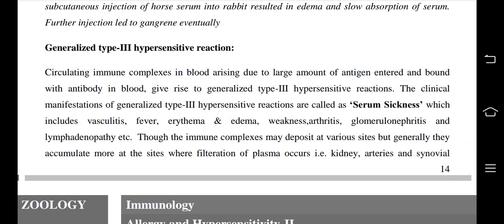Generalized type 3 hypersensitive reaction. Circulating immune complexes in blood, arising due to a large amount of antigen entering and binding with antibody in blood, give rise to generalized type 3 hypersensitive reactions. The clinical manifestations of generalized type 3 hypersensitive reactions are called serum sickness, which include vasculitis, fever, erythema and edema, weakness, arthritis, glomerulonephritis and lymphadenopathy.